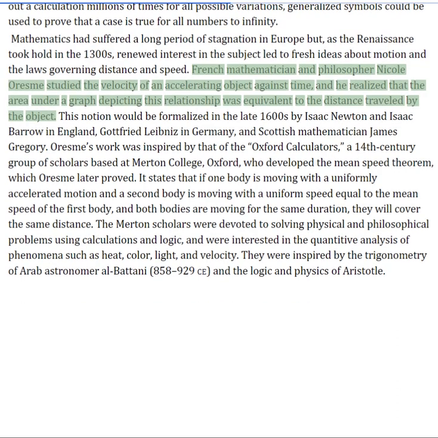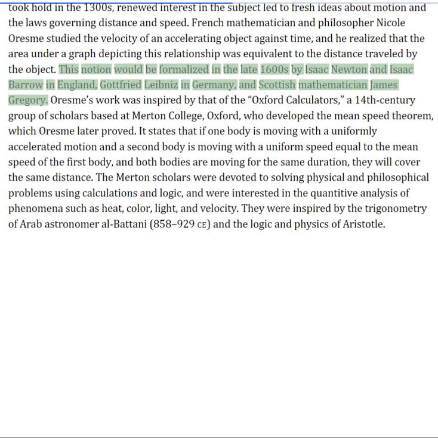French mathematician and philosopher Nicole Oresme studied the velocity of an accelerating object against time, and he realized that the area under a graph depicting this relationship was equivalent to the distance traveled by the object. This notion would be formalized in the late 1600s by Isaac Newton and Isaac Barrow in England, Gottfried Leibniz in Germany, and Scottish mathematician James Gregory.